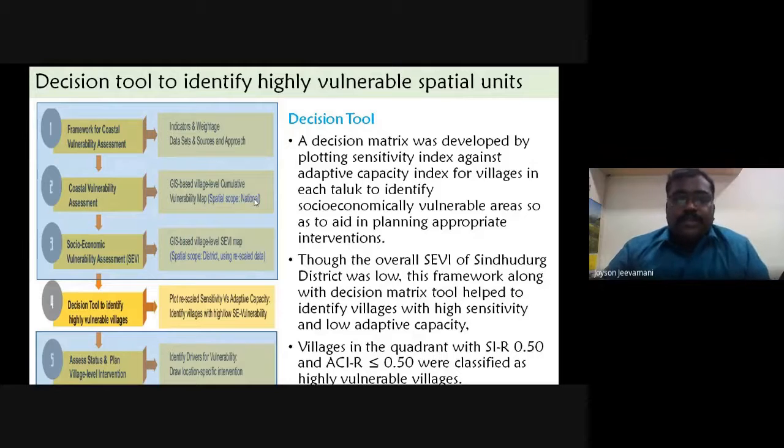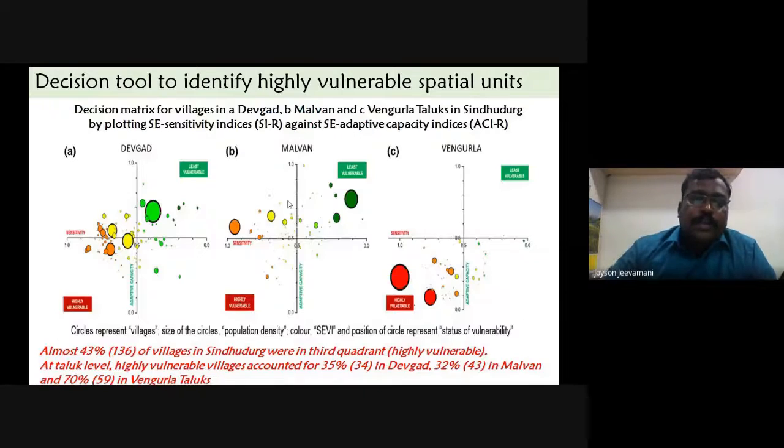After this, we have used this sensitivity and adaptive capacity as a decision matrix tool so as to identify the socioeconomically vulnerable areas. Here we took the sensitivity, this is the Devghat villages. We took the sensitivity index on the x-axis, ranging from 0 to 1, and the adaptive capacity on the y-axis, 0 to 1. The villages data were plotted on this scatter plot.